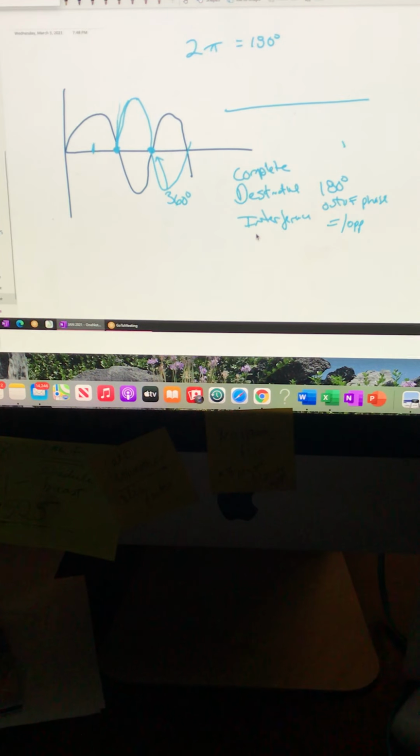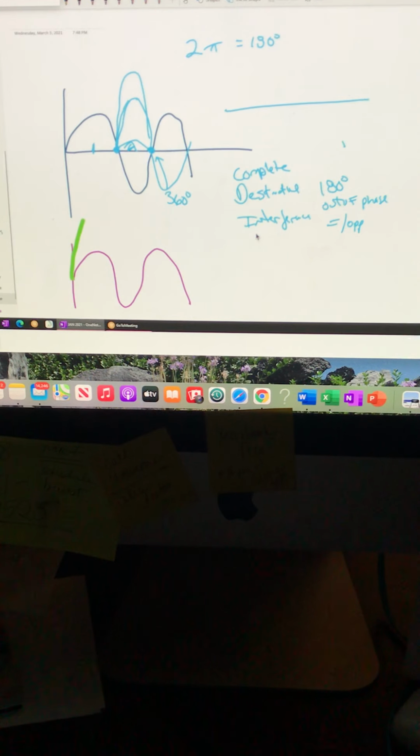If this guy's way up here, I'll get a little hump when I add the two. Got it? So they would end up like this. Everybody feeling that? Or like that, I should say. So that's when you get, now what is complete constructive? Complete constructive means we just add them. So if we're complete constructive, and this is what I was talking about a minute ago.